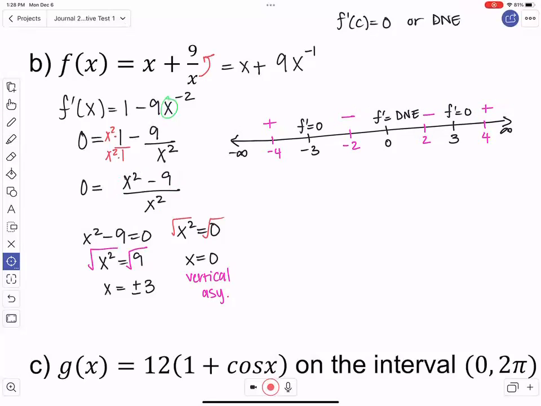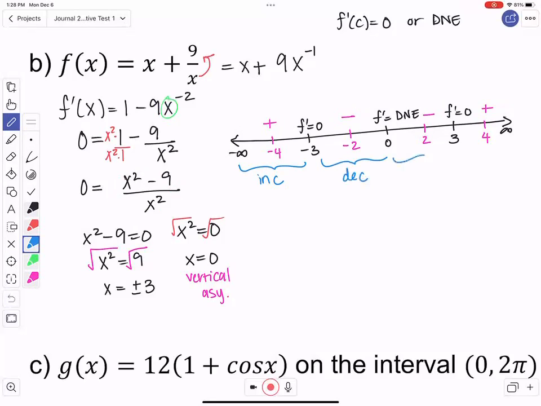All right, so let's take a look at our intervals. We have increasing between negative infinity and negative 3. And then from negative 3 to 0, it's decreasing. And then this one is also decreasing.